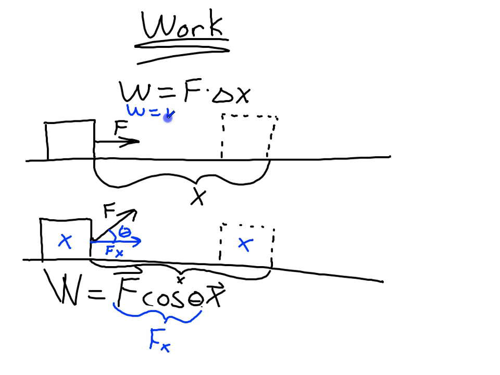If I apply this equation to the top, what's theta? Well, theta is 0, and cosine of 0 is 1. So it just comes back to this equation right here. So W equals F change in x and W equals F cosine theta x is the same equation. You just need to be careful about the angle that's involved. If you don't understand why the top's 0, well, the force is in the same direction as the motion, so there's no angle involved.